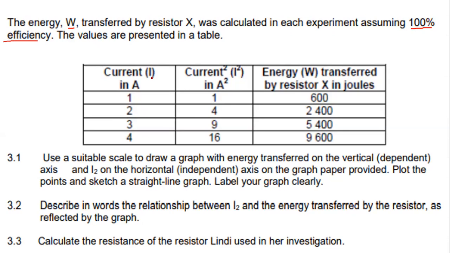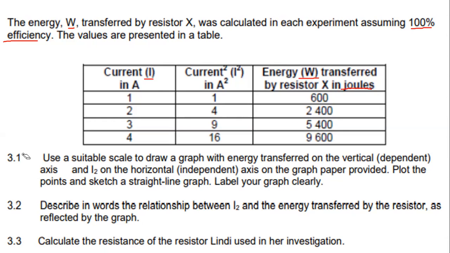Now, there I have current. We know the symbol of current is I. It's measured in amperes. So this is the first experiment with 1 ampere, 2 amperes, 3 amperes, 4 amperes. And there we have current squared. So if it's current squared, it means it's I squared. So the unit will also be amperes squared. So this is simply the value of I and they square it. So 1 squared is 1, 2 squared is 4, 3 squared is 9, 4 squared is 16. And then the energy, which is represented by W, and remember energy is measured in joules, transferred by resistor X in joules. Definitely there, we know the joules are a capital letter J. Right, so it is given there.